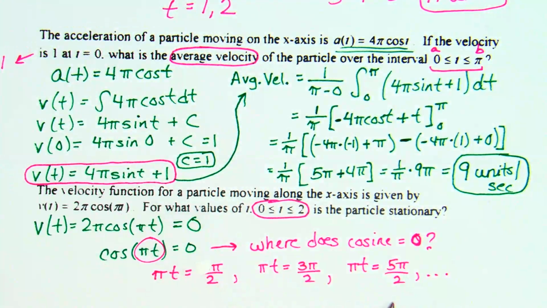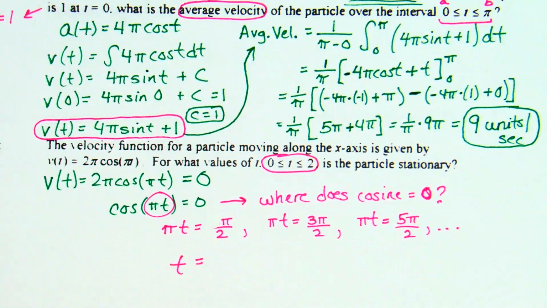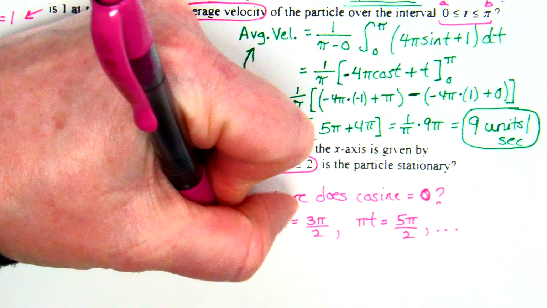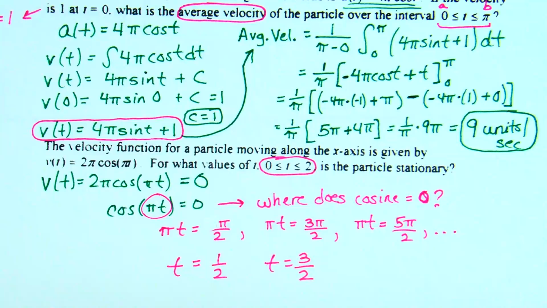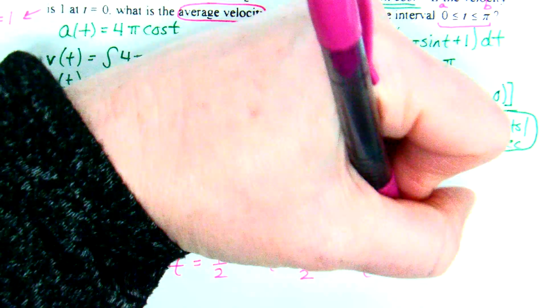Now, I really just need to know what t is. If it's pi times t, how do I find what t is? Divide by pi, which is also multiplying by 1 over pi. What do I end up with here? When I take pi over 2 and divide the pi away, I have 1/2. On this next one, if I have 3 pi over 2 and I divide the pi away, I now have 3 over 2. If I divide pi away from 5 pi over 2, I'm going to have 5 over 2. And technically, we could keep going.